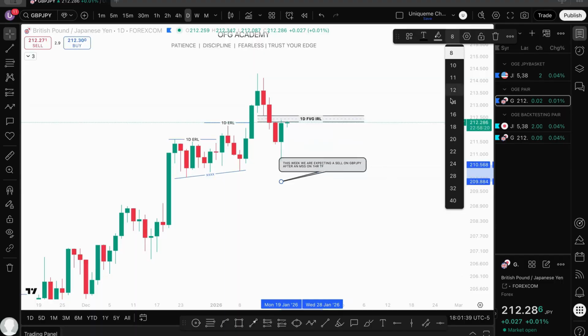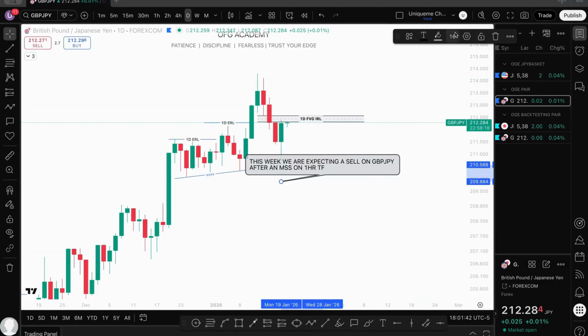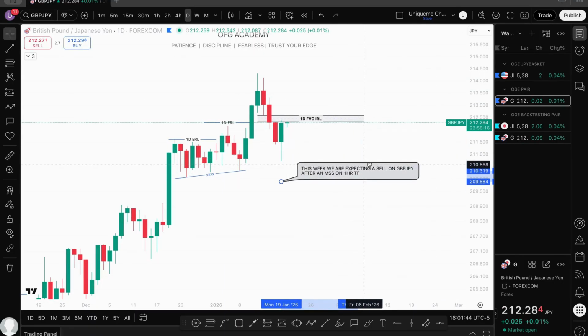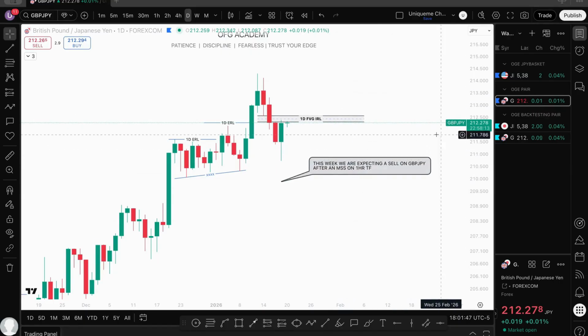So that I'm looking at because there's an internal range liquidity zone. So something very, very straightforward, right? So let's see how it plays out.